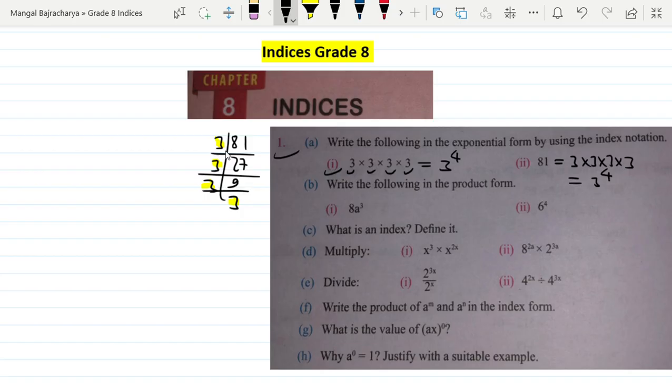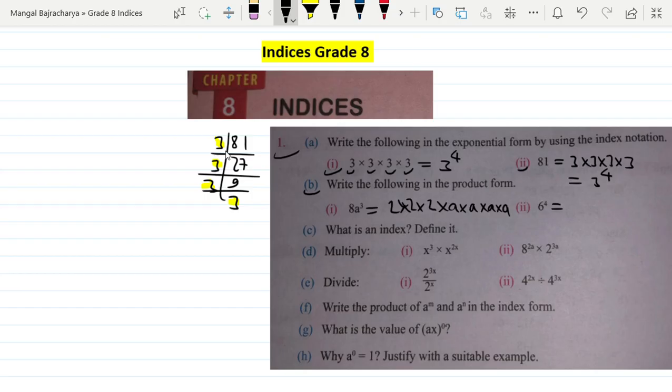Okay, so number A, first and second, is done. Now number B. Write the following in the product form. So you have to break it and write in product form. 8 is 2 into 2 into 2. 2 into 2 is 4, and again into 2 is 8. And a cube is a multiplied 3 times: a into a into a. So a cube is done, written in product form.